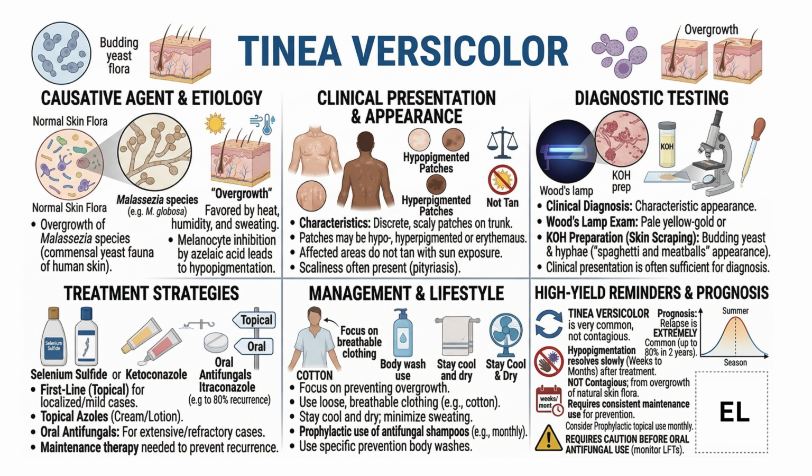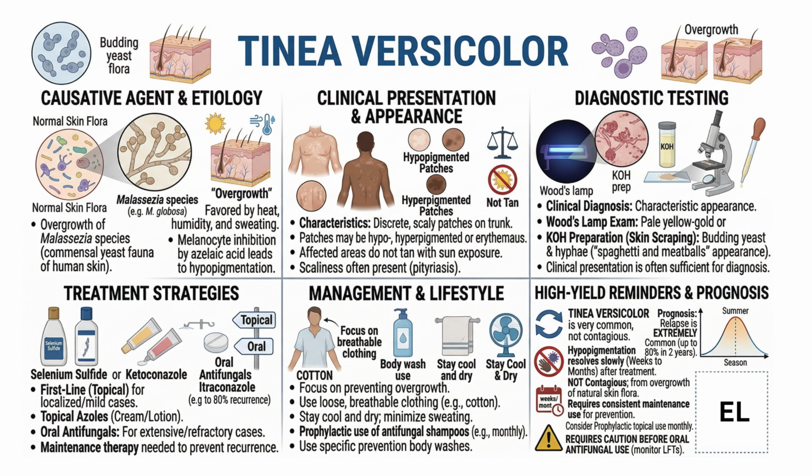First, let us talk about the causative organism and etiology. Tinea versicolor is caused by Malassezia species, particularly Malassezia globosa and related yeasts. Interestingly, these organisms are not foreign pathogens. They are actually normal commensal flora of human skin. Under normal conditions, Malassezia lives harmlessly on the skin surface as a yeast. However, when certain environmental conditions favor its growth, it overgrows excessively and transforms into a pathogenic form.